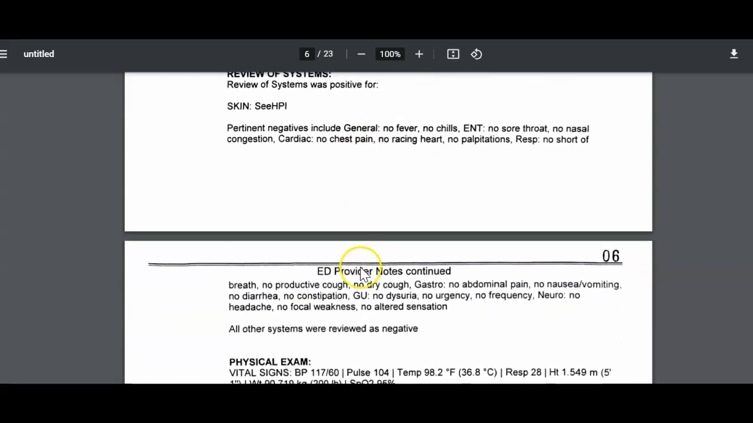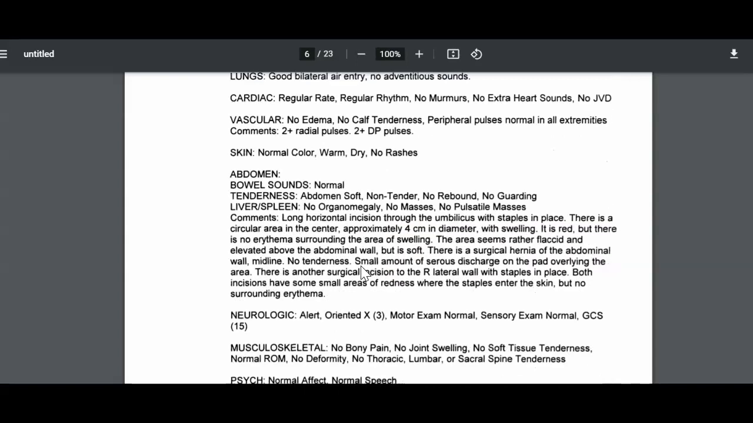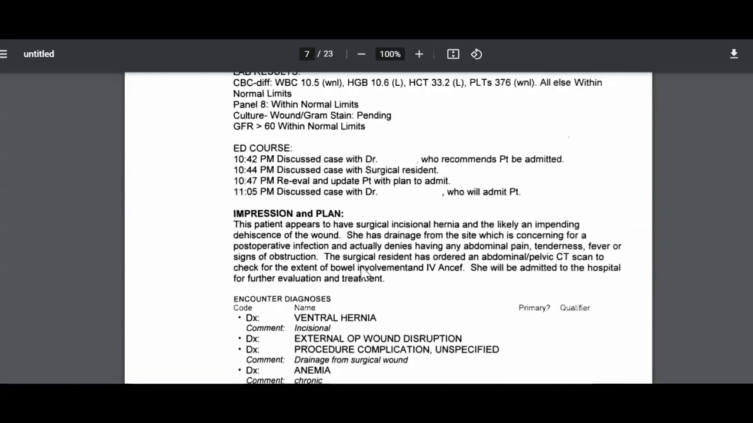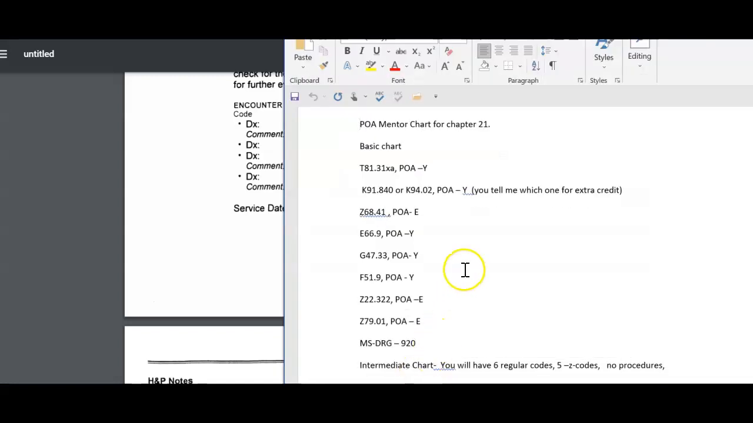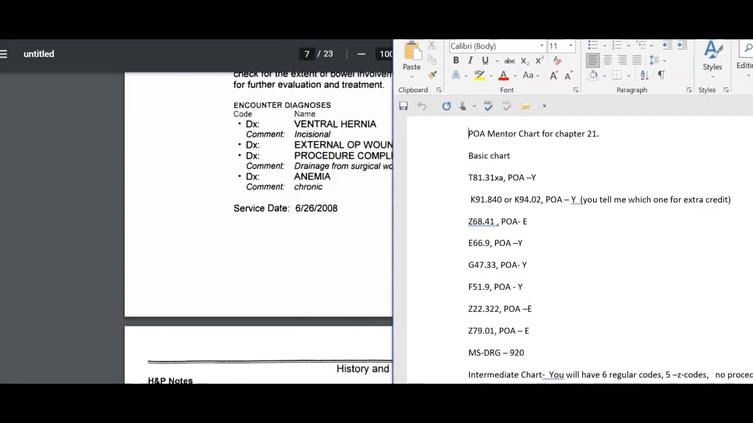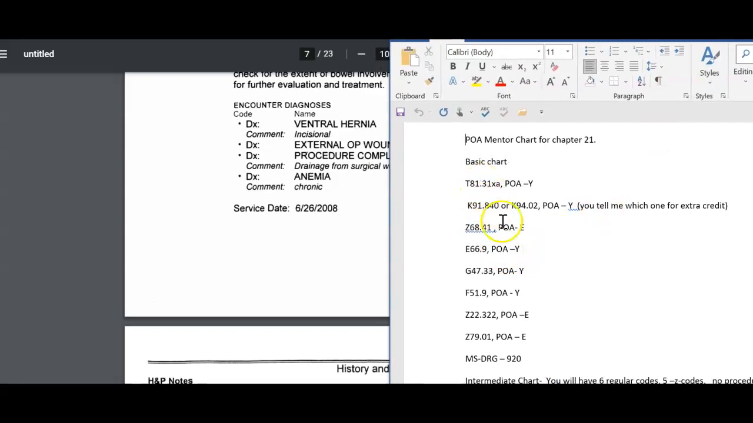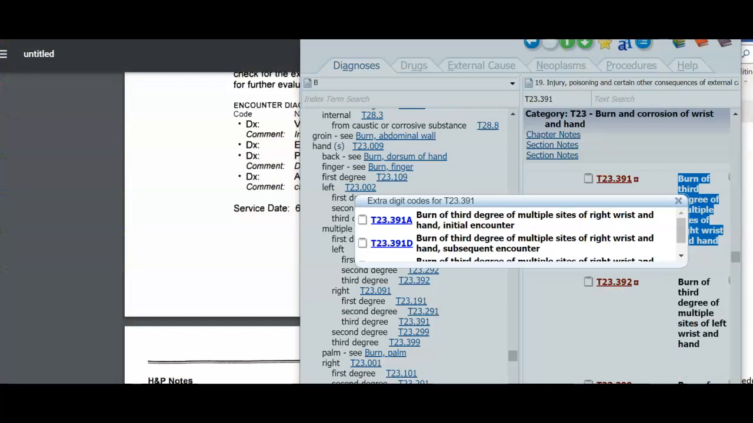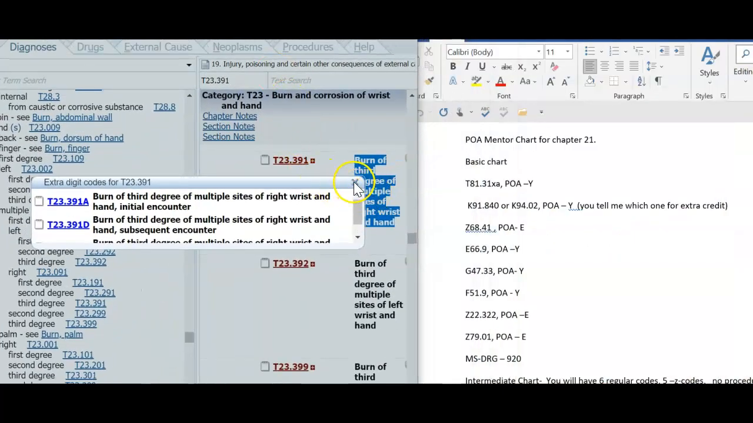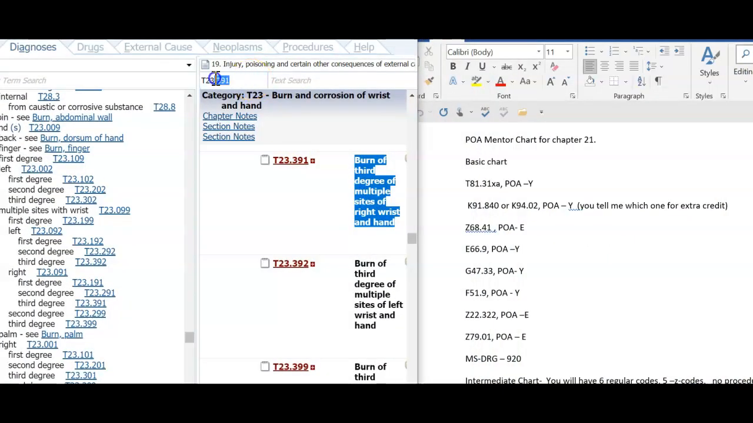Okay, so we go through review of systems, their physical exam. So once again, make sure you read through the chart. Okay, so what I'm going to do, I'm going to pull up the answers here. So remember, I see a T code. So first indication that T code is telling me there's a complication, right? So I'm going to pull up, it's going to be my wound. I have T81.